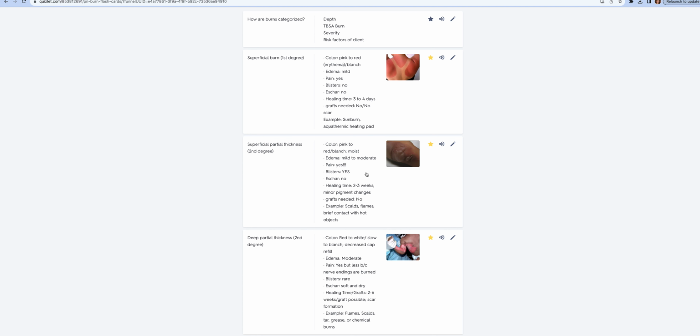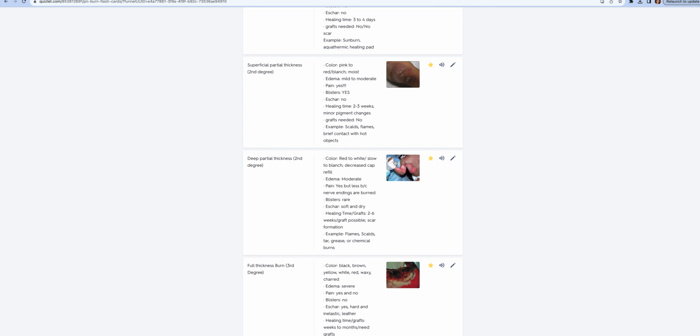Second degree burns include superficial partial thickness and deep partial thickness. Okay? Now, with superficial partial thickness, the color is going to be pink to red. It still blanches. It's going to be moist. The edema is going to be mild to moderate. They are going to have a lot of pain. No eschar, no grafts needed. And with superficial partial thickness, they're going to have blisters. Once you hear that a burn has blisters, you know it's a second degree burn because they're the only kind of burns that have blisters, and most of them are going to be superficial partial thickness.